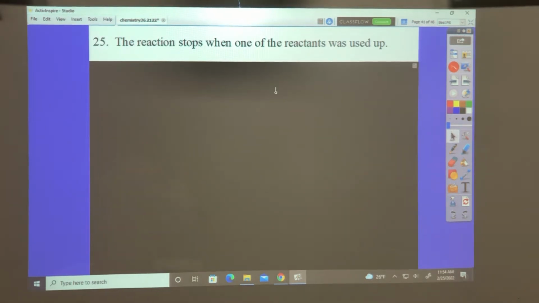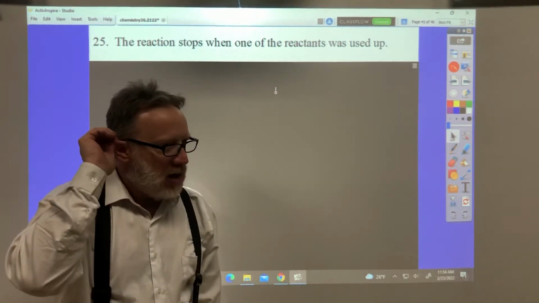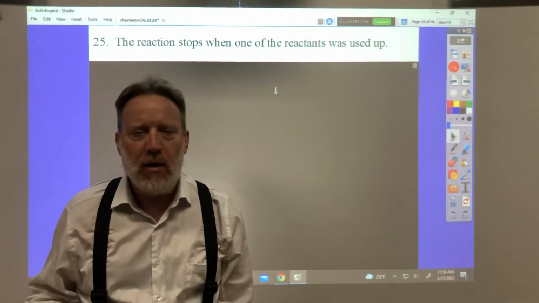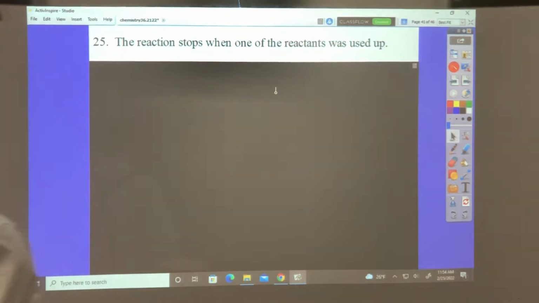Number 26, identify the limiting and excess reactant in each reaction. Wood burns in a campfire. Well, the wood is burning with the oxygen in the air, and one campfire is not going to burn up all the oxygen from the air. So the oxygen is the excess, and the wood is the limiting.